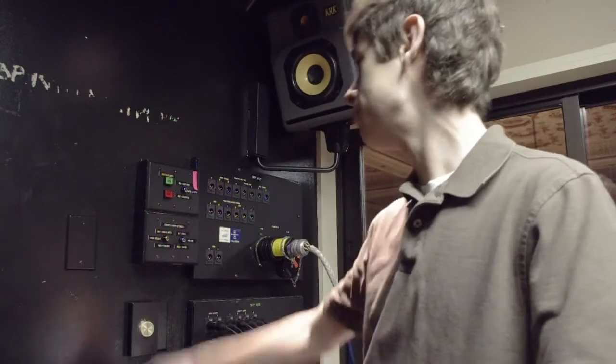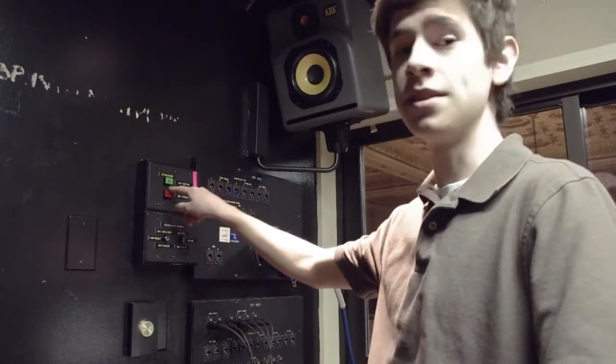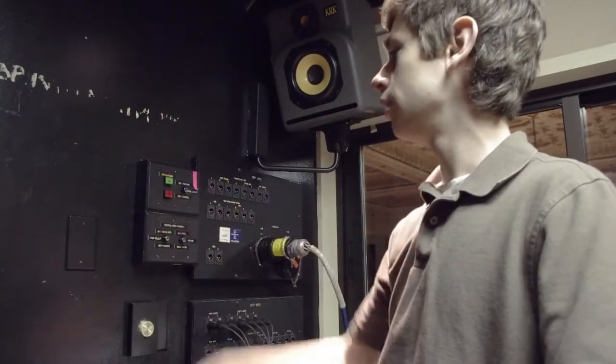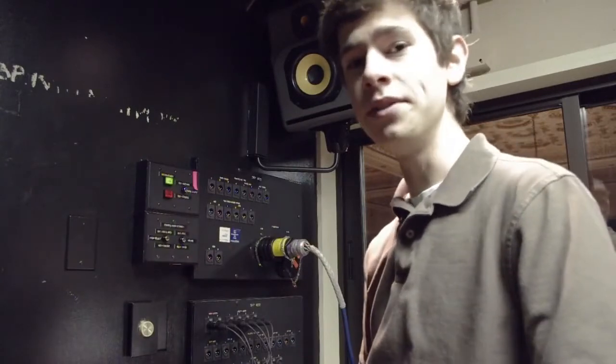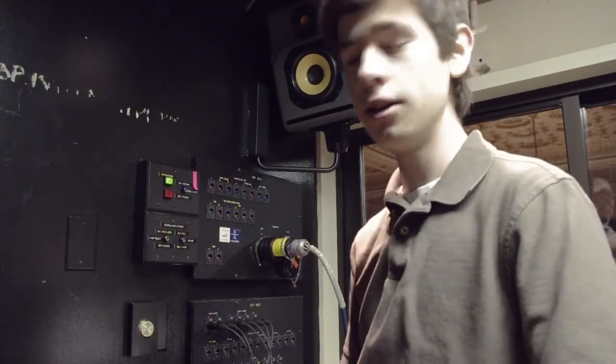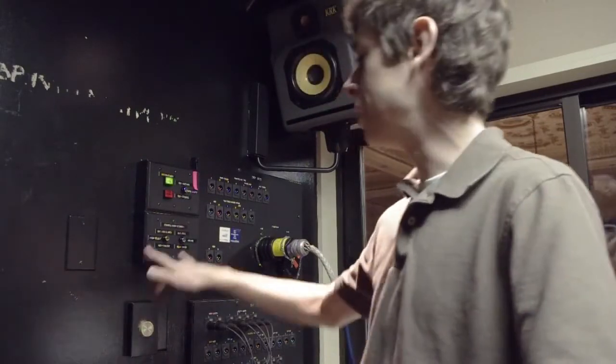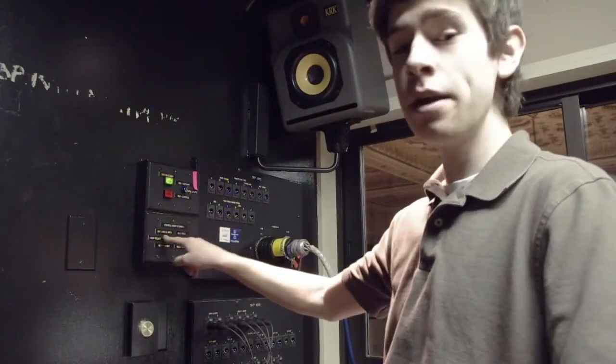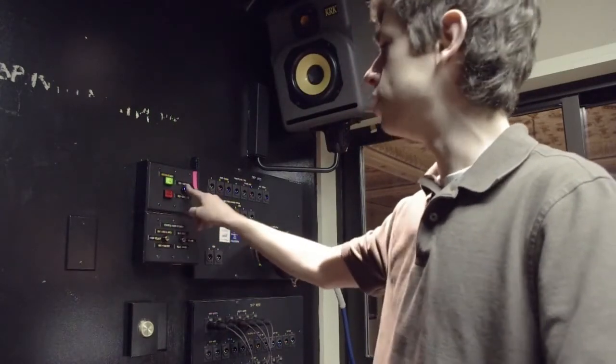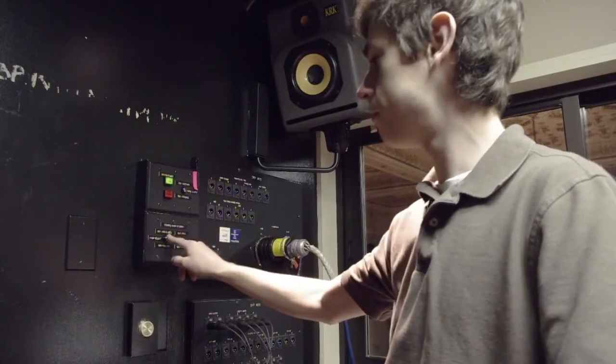To do that, you begin by pressing this big green button that says System Power. It'll flash, and when it's solid, the system is entirely turned on. The next thing you need to do is make sure that all of these three buttons are orange. To do that, just press them in.